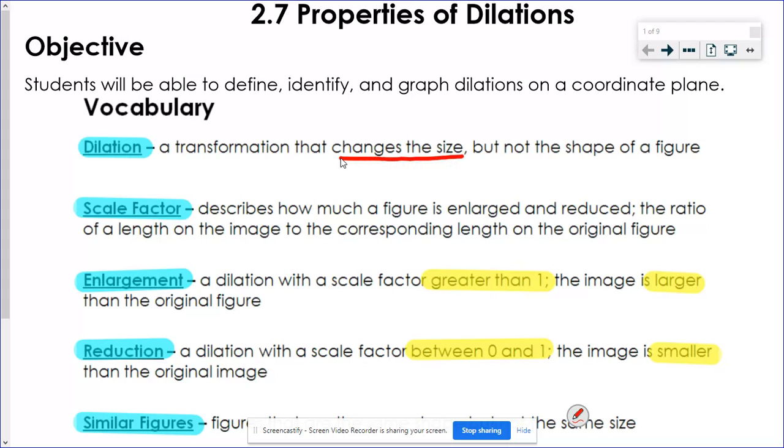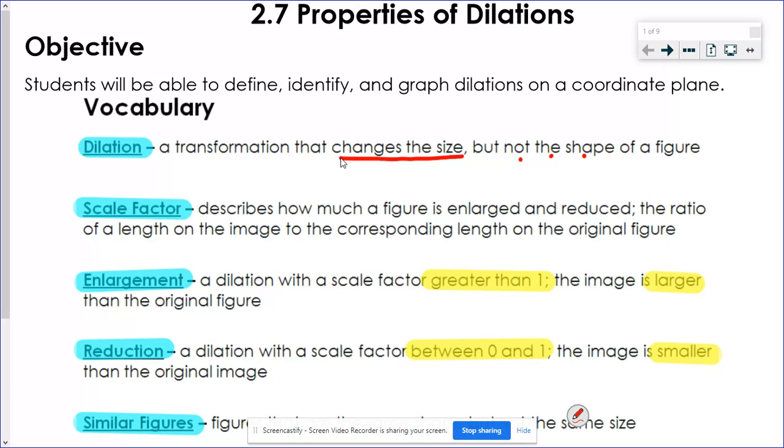In all of our other transformations, the pre-image and the image were congruent. They were exactly the same size and shape. Now this is going to be the same shape, but it's going to change the size. So it's going to change the size, but it will not change the shape.